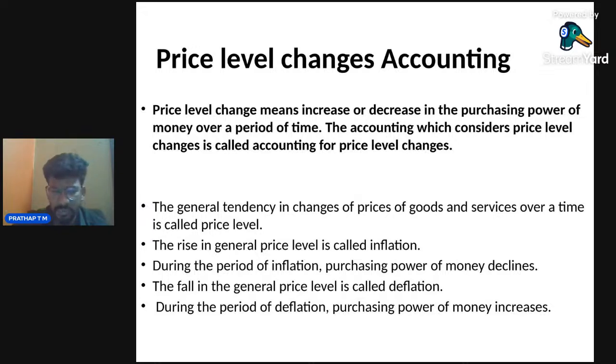I hope in the last class I told you in a few seconds, when I discussed the role of accounting, how inflation impacts an individual and how it impacts our company. Price level changes accounting is about the increase or decrease in the purchasing power of money over a period of time. The accounting which considers price level changes is called accounting for price level. So if you are adjusting those kinds of changes in your books of accounts, we call it price level changes.